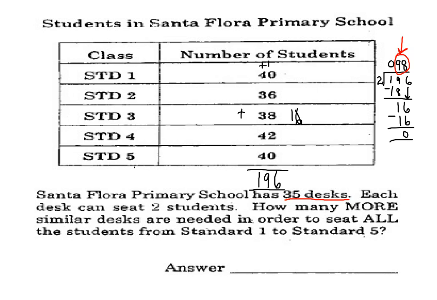Think again. So I have a question now. Does the school, with its 35 desks, have more desks than we need or fewer desks than we need? Fewer. So if it's fewer, it means that we need some more desks, right? So how are we going to figure out the number of desks we need to get?